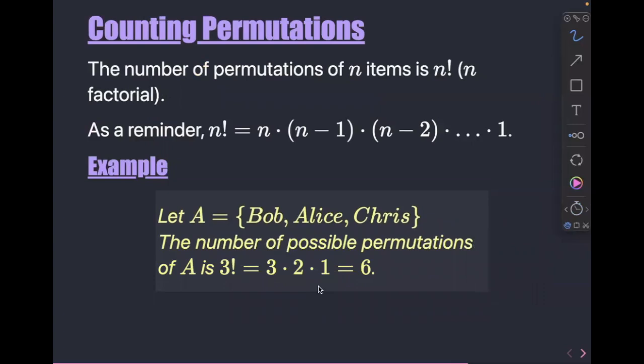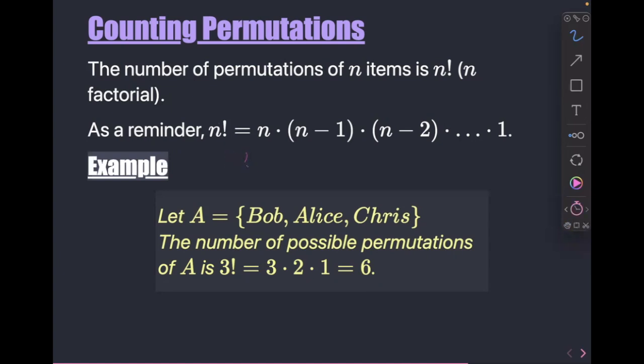There is a way to compute the number of permutations of n items, and it's with n factorial. And n factorial is probably something you've seen before. It's just the product of n times n minus 1 times n minus 2, all the way down to 1, so every number less than n. And for this example, for A, we have 3 elements, right? So the number of possible permutations is 3 factorial. And 3 factorial is just 3 times 2 times 1, which is 6, right? And so just to get more comfortable with this factorial, right?